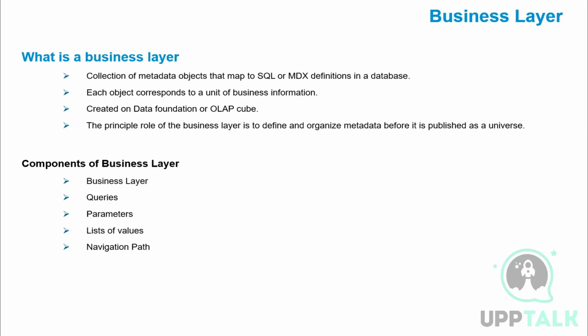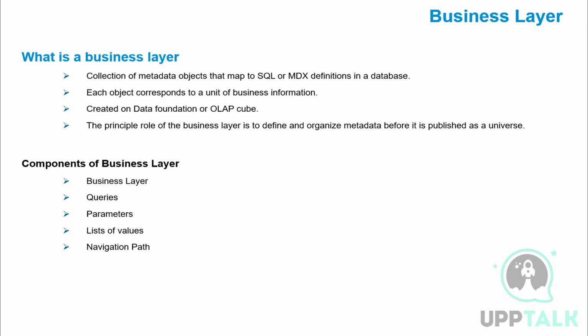From database tables, what are all the columns that we require? We will give them a proper name and create objects so that the end user will understand. The principal role of the business layer is to define and organize metadata before it is published as a universe. So before publishing the universe, we will define and organize it in a folder structure in a neat manner so that it is very understandable for the users.